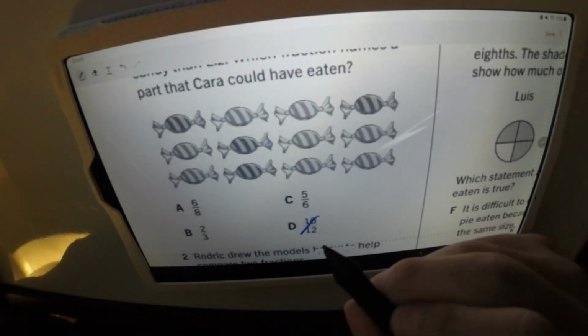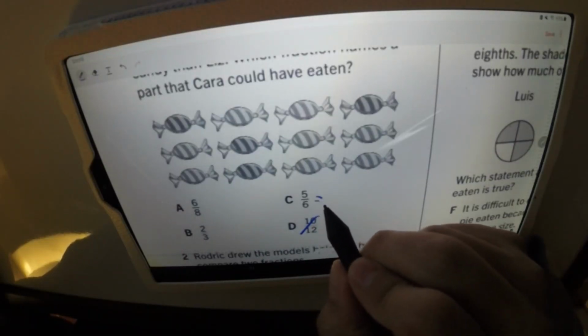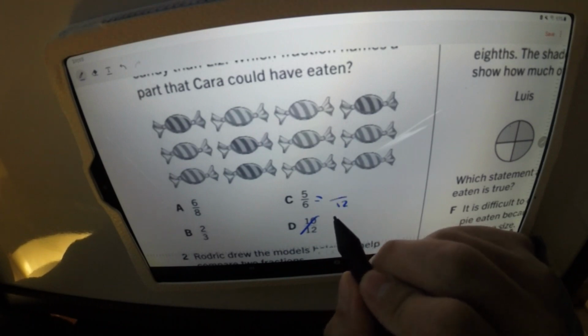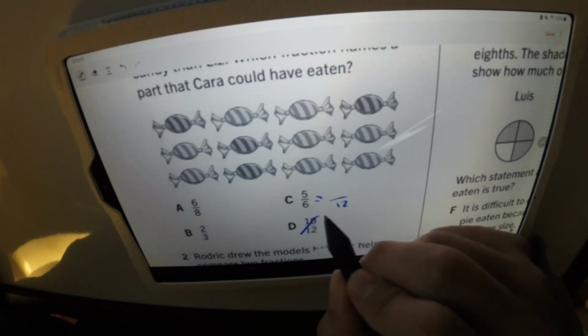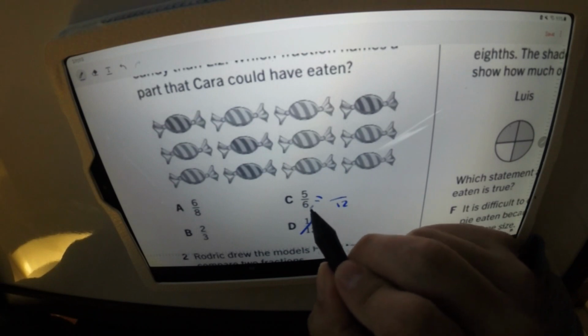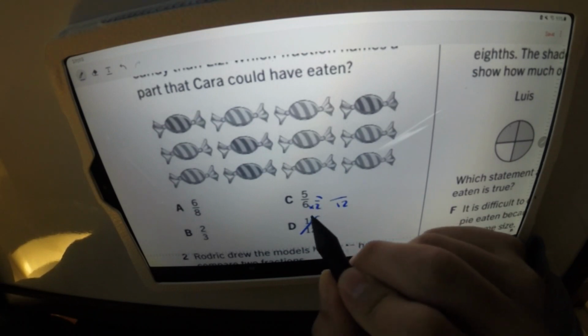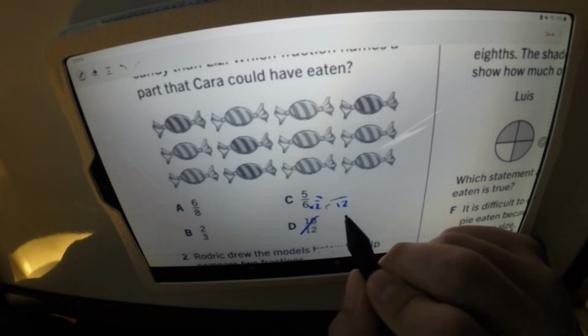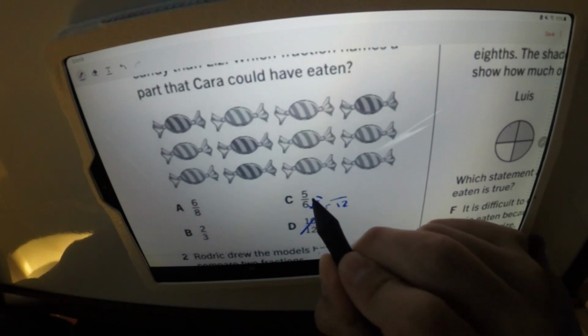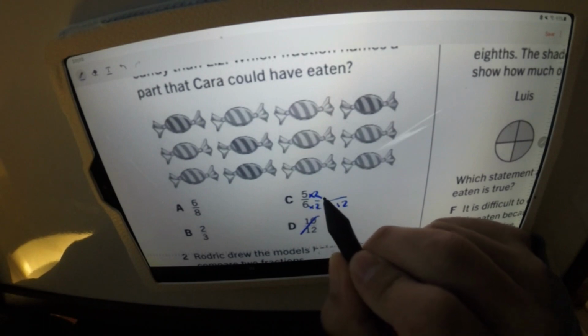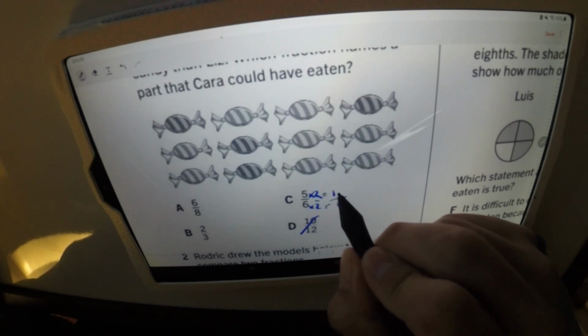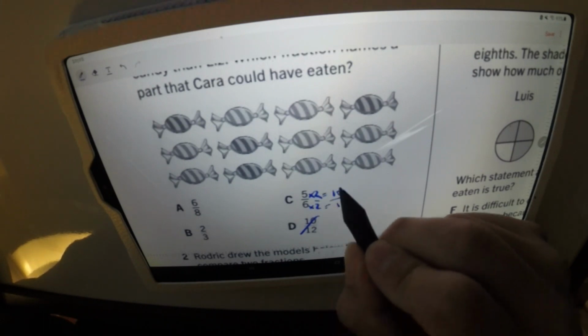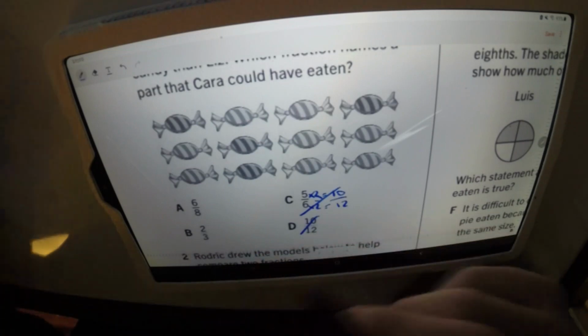We want something less than that. So now let's do 5/6. Let's make this into 12 pieces. In order to get from 6 to 12, we have to do what? Multiply it by 2, right? Because 6 times 2 equals 12. So now we do the same thing to the numerator: 5 times 2 equals 10. So this is the same as C, so that's not the answer. So that's one of these two, right?